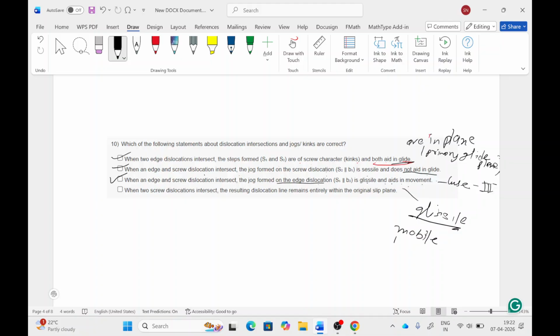And the fourth option says when two screw dislocations intersect, the resulting dislocation line remains entirely within the original slip plane. So this is not correct because when two screw dislocations intersect, no, not kink, jog of edge character forms, and they are out of plane. So the fourth option is wrong. Only first, second, and third are correct.